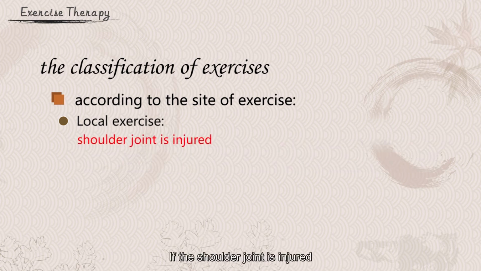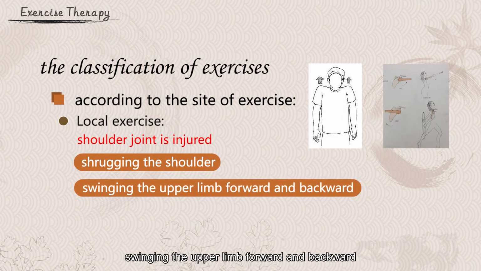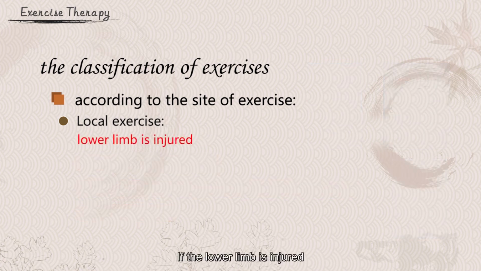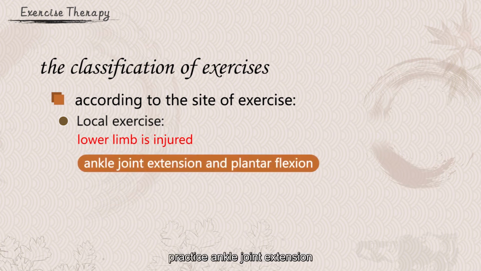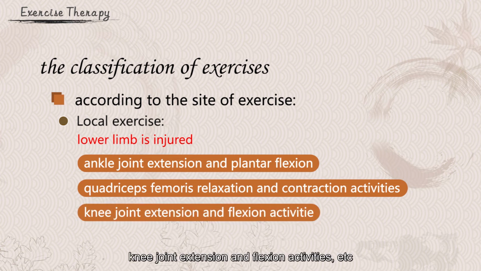If the shoulder joint is injured, practice shrugging the shoulder, swaying the upper limb forward and backward, clenching fists, etc. If the lower limb is injured, practice ankle joint extension and plantar flexion, quadriceps femoris relaxation and contraction activities, knee joint extension and flexion activities, etc.